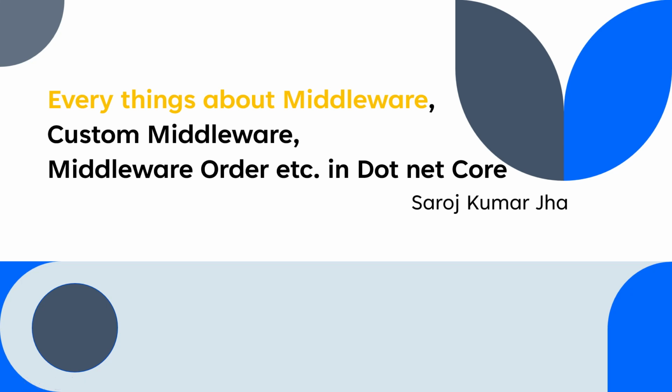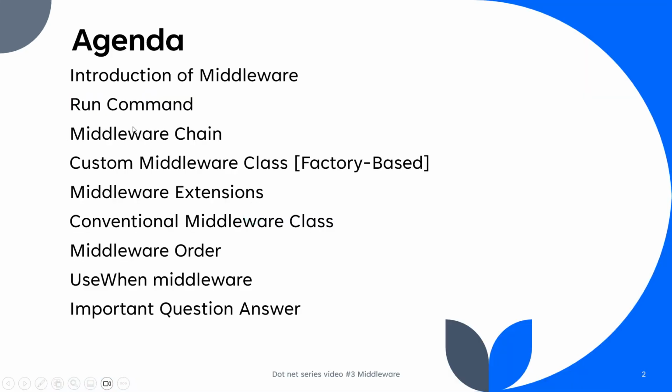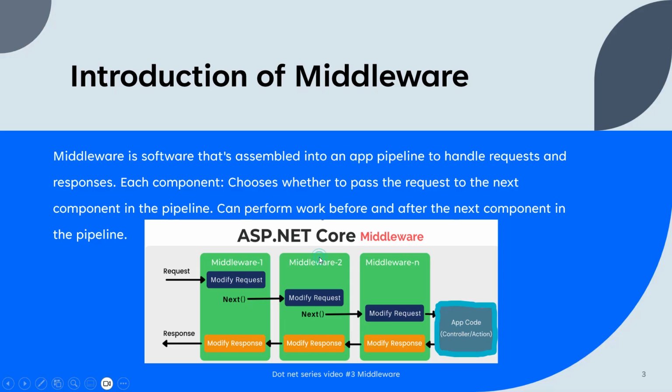Today we are going to start all about middleware in .NET Core 6. We'll see how to create a middleware, how to create middleware extension, what will be the order of middleware. We'll see the run command. We'll see chain of middleware, how to make a chain of middleware, how to create a class-based middleware, how to create a conventional middleware, how to create a conditional one like use when, and at the last we have a question and answer from this series.